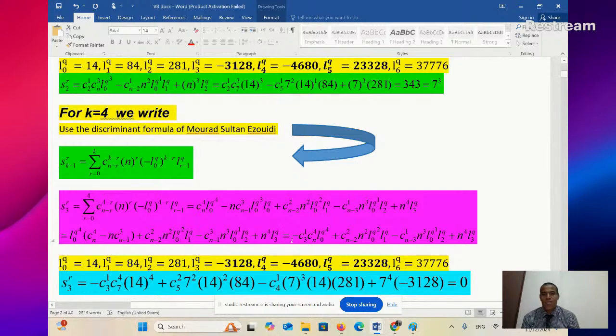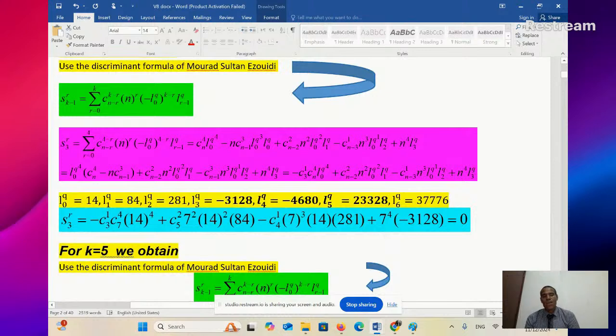the last one. So S3 equals negative combination 3 to 1 times combination n to 4, n is 7, L0 for 2 to the power 4, L0 is 14, plus combination n minus 2, the n is 7, n squared, n is 7, of course, L0 for 2 to the power 2, L0 is 14, L1 is 84, minus combination n minus 2 is 1, and cubed, L0 for 2 raised to the power 1 times L2, n to the power 2 plus n raised to the power 4 times L3. So for this calculation, you can use the calculator and you'll obtain S3 in fact equal to 0.